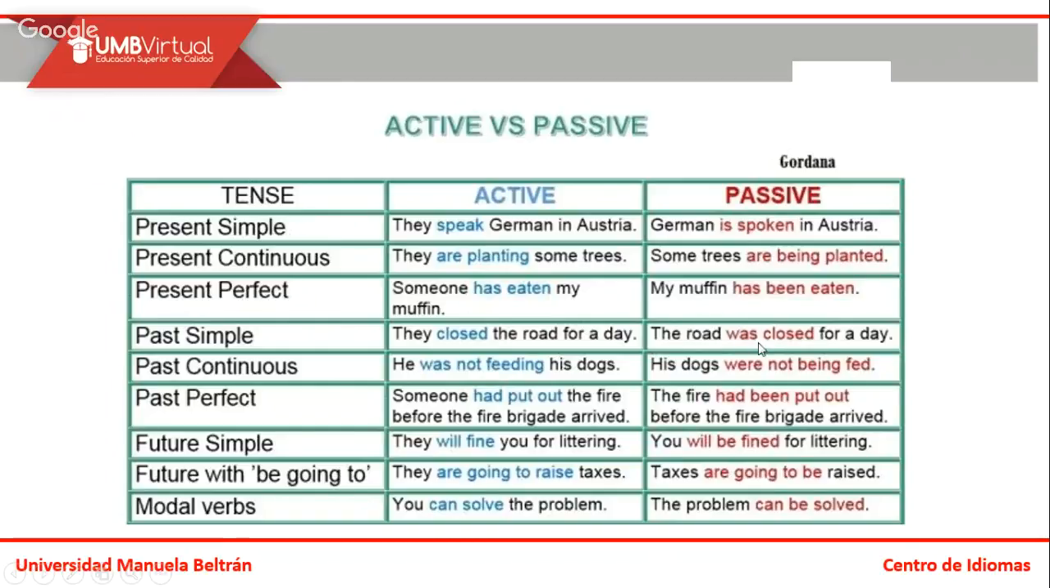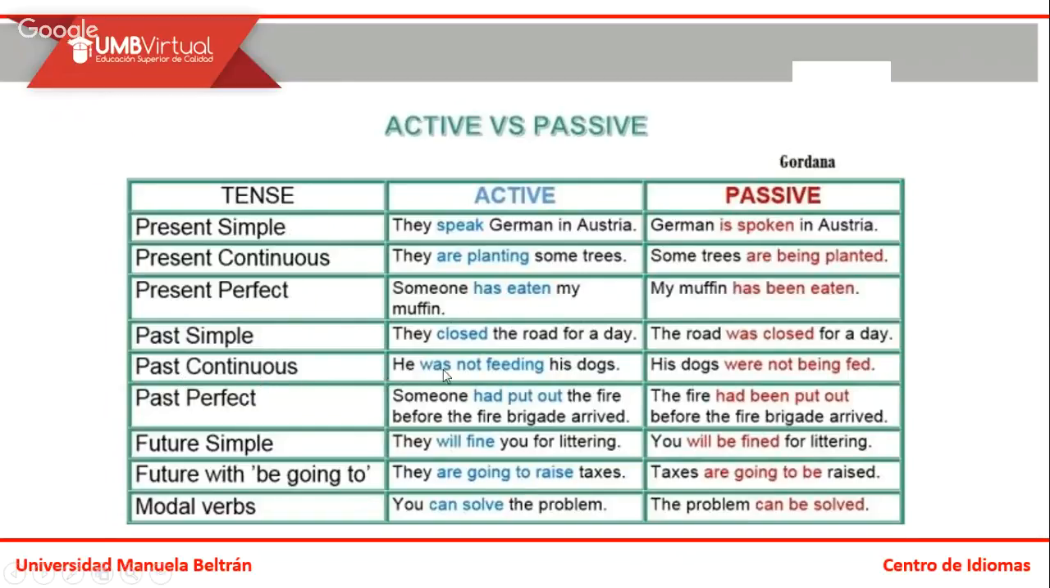Ahora vamos a colocarlo allí teniendo en cuenta la voz pasiva. So, the road was closed for a day. ¿Necesitamos el verbo to be? Claro que sí, pero conjugado en pasado. That's why we use was. And later on, we're going to use close in past participle. Recordemos que este verbo, tanto en pasado simple como en pasado participio, se escriben de la misma manera. Por eso lo encontramos de esta forma. ¿Ok? Later on, we have the past continuous.